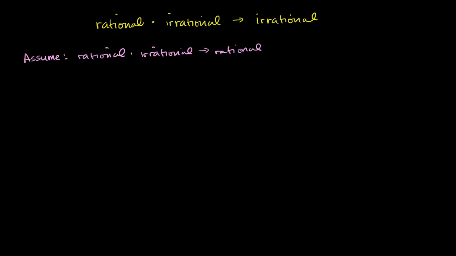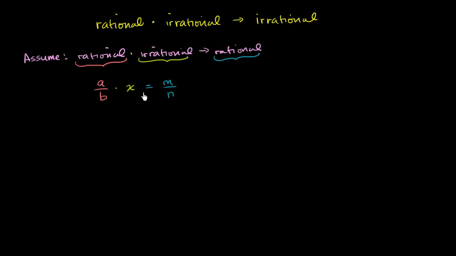So let's say that, to represent this rational right over here, let's represent it as the ratio of two integers, a over b. And then this irrational number, I'll just call that x. So we're saying a over b times x can get us some rational number. So let's call that m over n. Let's call this equaling m over n. So I'm assuming that a rational number, which can be expressed as the ratio of two integers, times an irrational number, can get me another rational number.